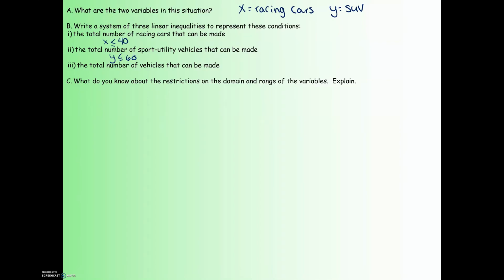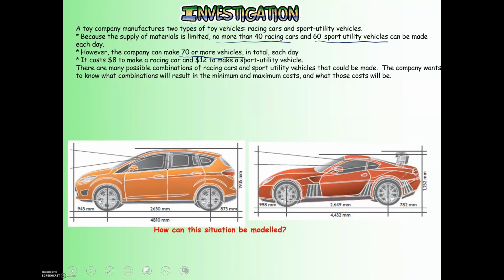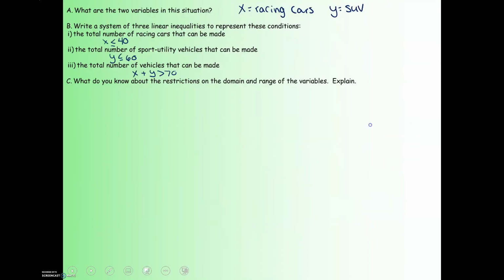And the total number of vehicles that can be made: it told me that it can make those racing cars and SUVs, it can make over, oh, wrong way. It can make over 70. Just to double check that, the company can make 70 or more. So 70 is included.